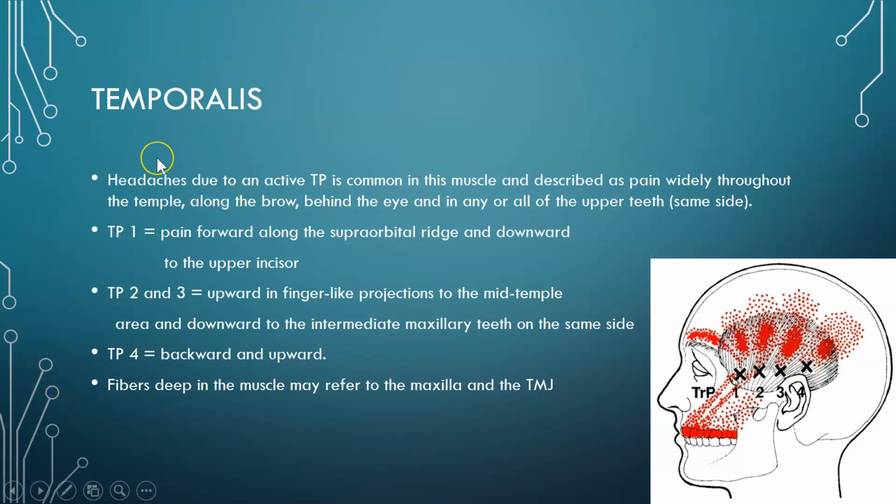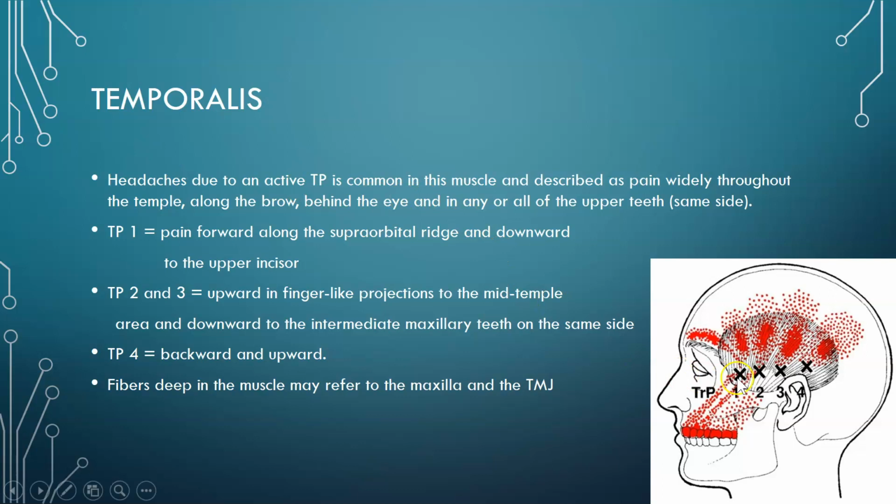So with temporalis then, we can find that we have headaches due to an active trigger point as a common representation, described as pain widely throughout the temple. If you remember correctly, an active trigger point is a trigger point that is causing signs and symptoms without it being touched or used. It's just actively causing a problem. So, pain widely throughout the temple, along the brow, behind the eye, and in any or all of the upper teeth, ipsilaterally, so on the same side.